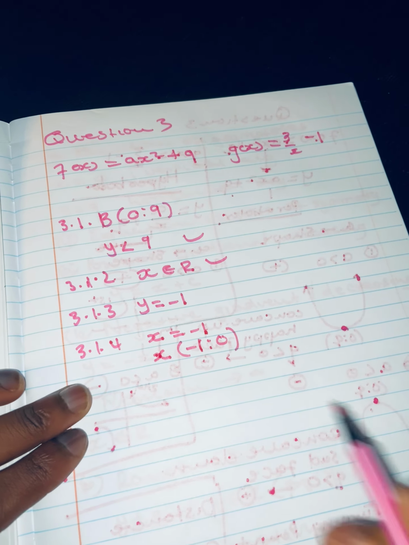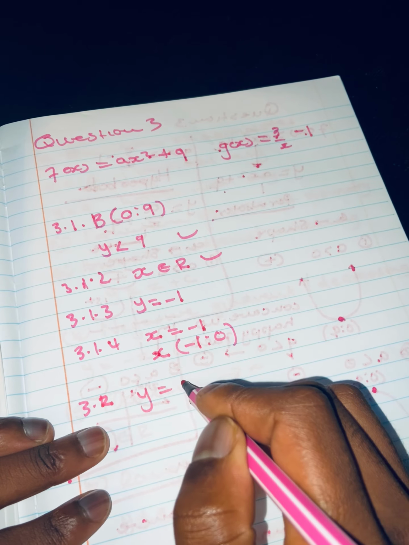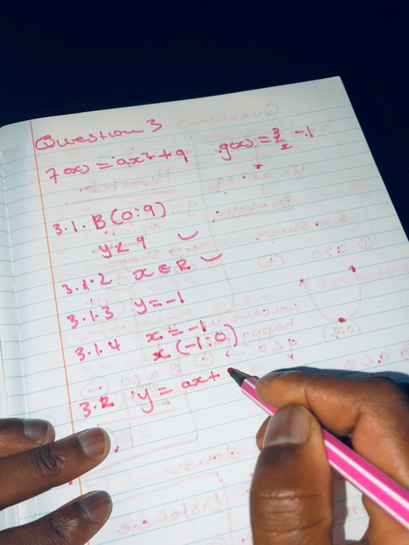So 3.2, guys, they are saying determine the value of a. And to determine the value of a, it is 4 marks. So in order to get those 4 marks, we need to find the value of a and q. Remember that you're going to use this equation, y equals ax squared plus q. Already we know q equals 9 because we're given the turning point. So what about the value of a?